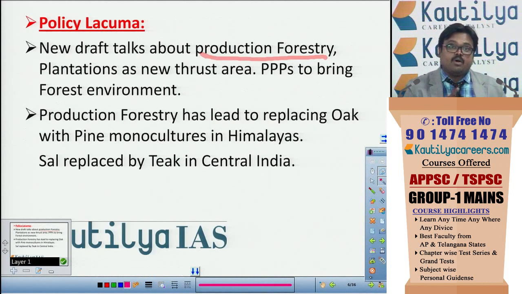However, what is the problem with the new draft policy? Now, the author has identified two problems. The first one is production forestry, and the second one is the public-private partnership when it comes to utilizing the forest resources.